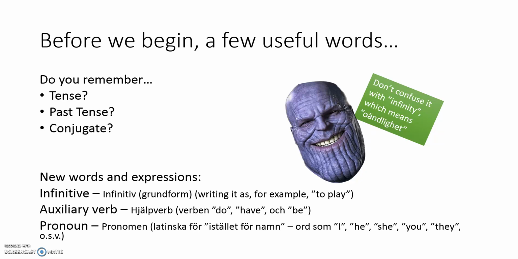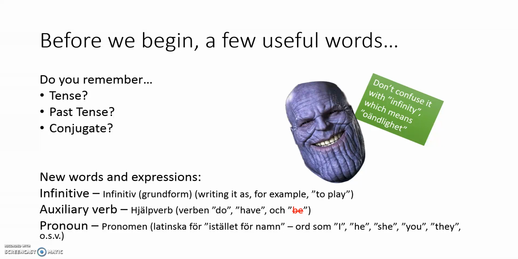Finally, there's the word pronoun. In Swedish, we call it pronomen, and you might be familiar with this term. You might have heard it during Swedish grammar class. It's Latin, and it means instead of a name, or istället för namn. Words we use instead of our names are I or he or she, you, they, we, and so on. Now today's lesson will be about auxiliary verbs, but for now we'll only deal with do and have. Be will be dealt with during next lesson.